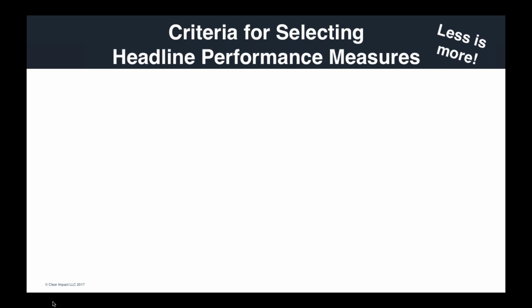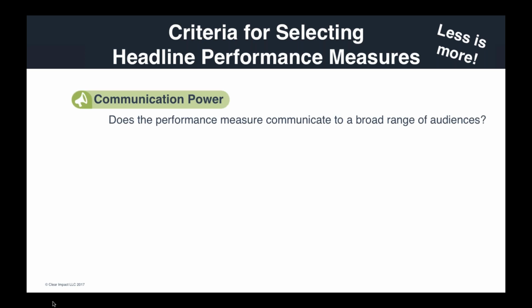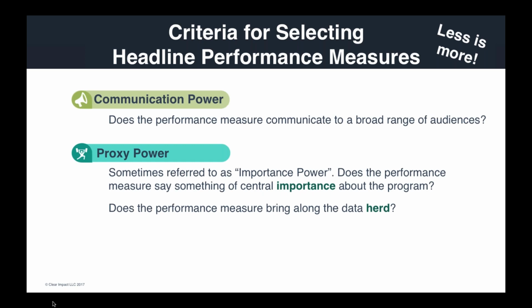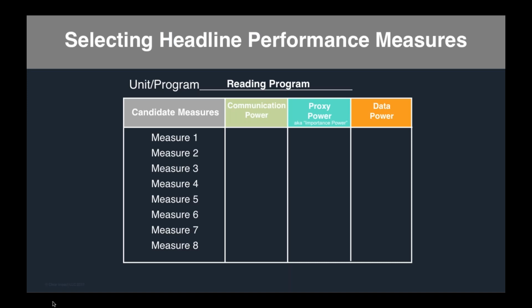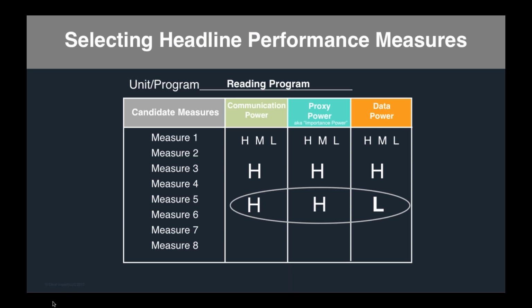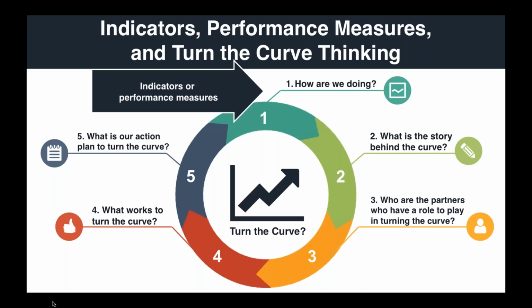Okay. Criteria for selecting headline performance measures. Just like indicators, less is more. Don't want a bunch of measures, 3 to 5 for any given agency, service, etc. Right? Same idea for criteria. Communication power, proxy power, again, sometimes called importance power, and data power. Apply the same principles, do the same drill. Those that show up as high on all three are candidates to be headline performance measures. Those that are low on data power are ones that you want to put on a data development agenda. And there you have it.